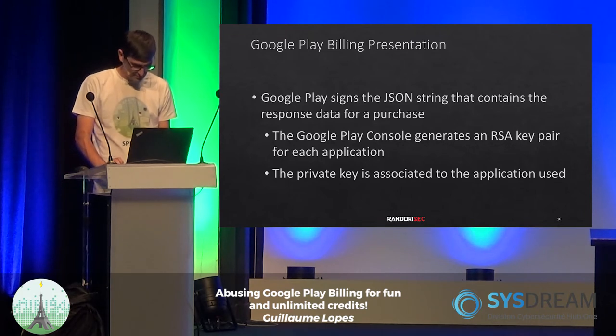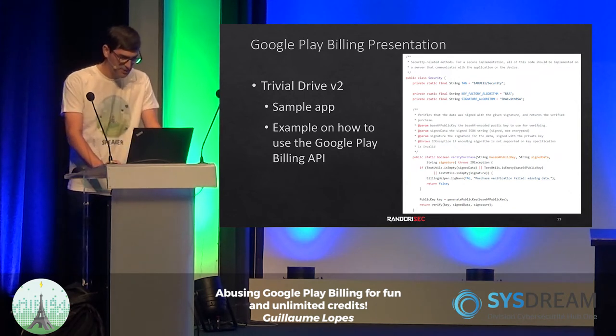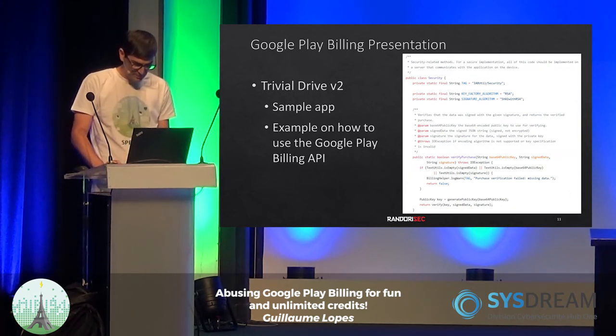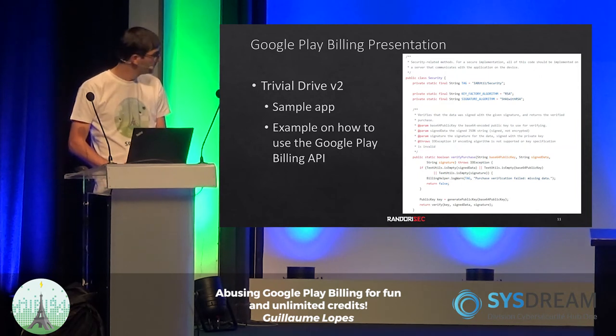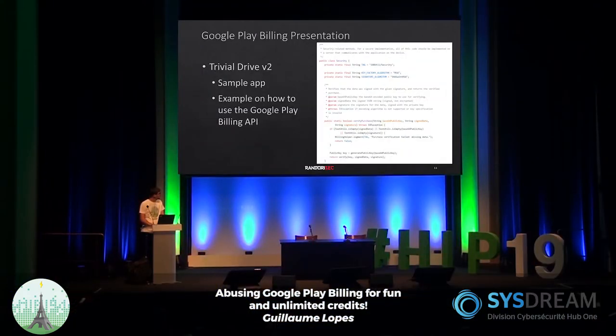So if you look at the code of Trivial Drive V2, which is again the sample application provided by Google, you can see how the verification is performed. You have a verify purchase function, and there is some verification to see if the signature is empty, and with the public key, the signature is verified. If it went well, it returns true, and normally the application delivers the product.